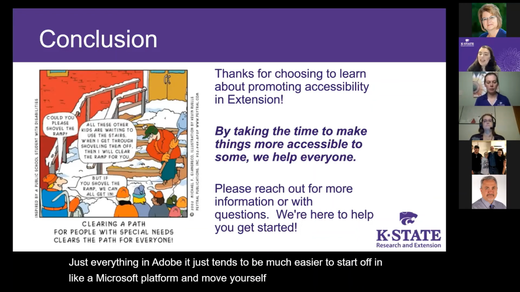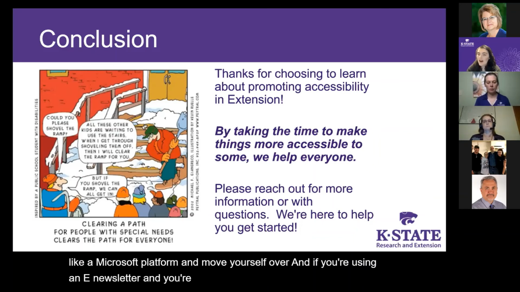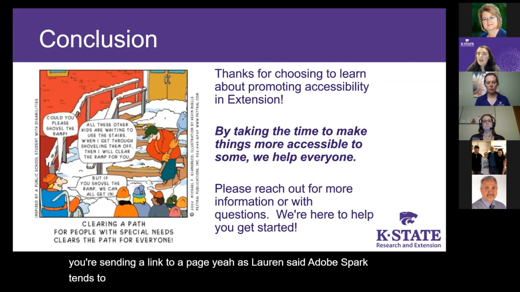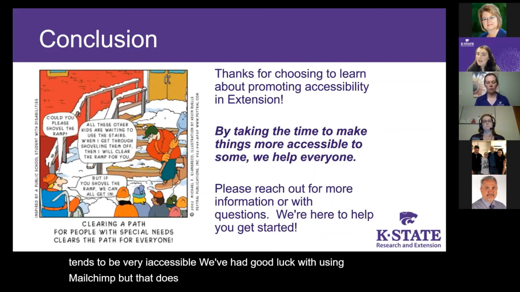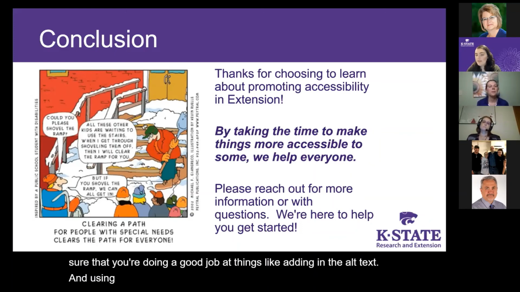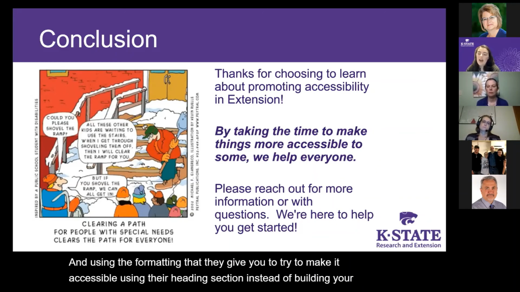And if you're using an e-newsletter and you're not sending out a document, but rather a link to a page, as Laura said, Adobe Spark tends to be very accessible. We've had good luck with MailChimp, but that does require thought on your end, making sure you're doing a good job adding alt text and using the formatting they give you to make it accessible, using their heading section instead of bolding your own font, stuff like that.